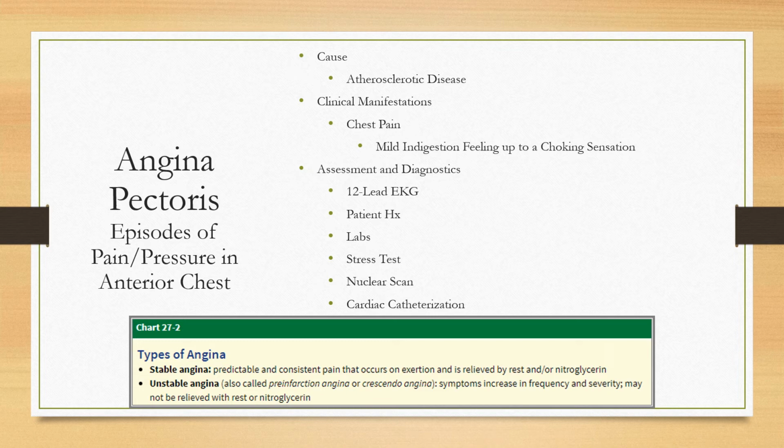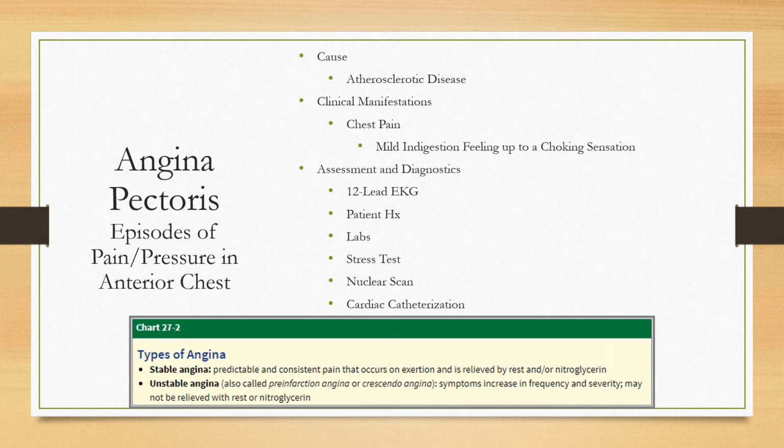So what's it from? Atherosclerosis in the coronary artery. Is it a critical lesion? No. It's a lesion that's big enough that when you go and exert yourself, you get chest pain and then it goes away. Some people describe it as indigestion. Some people get it in the epigastric area of their abdomen.